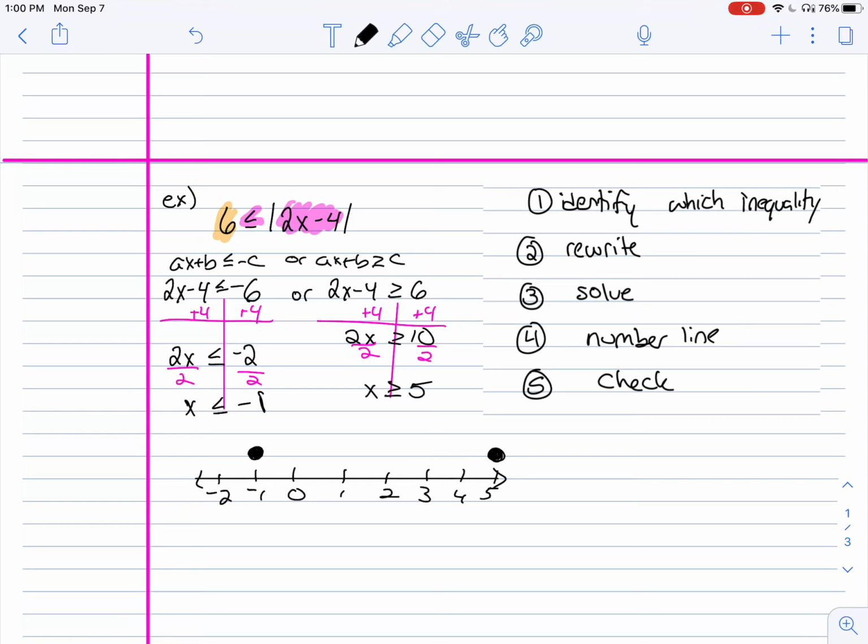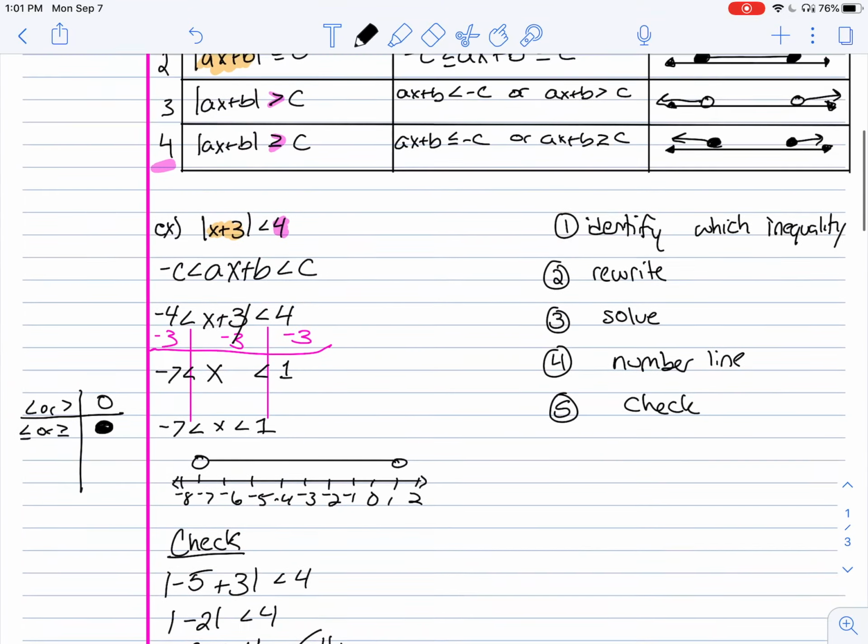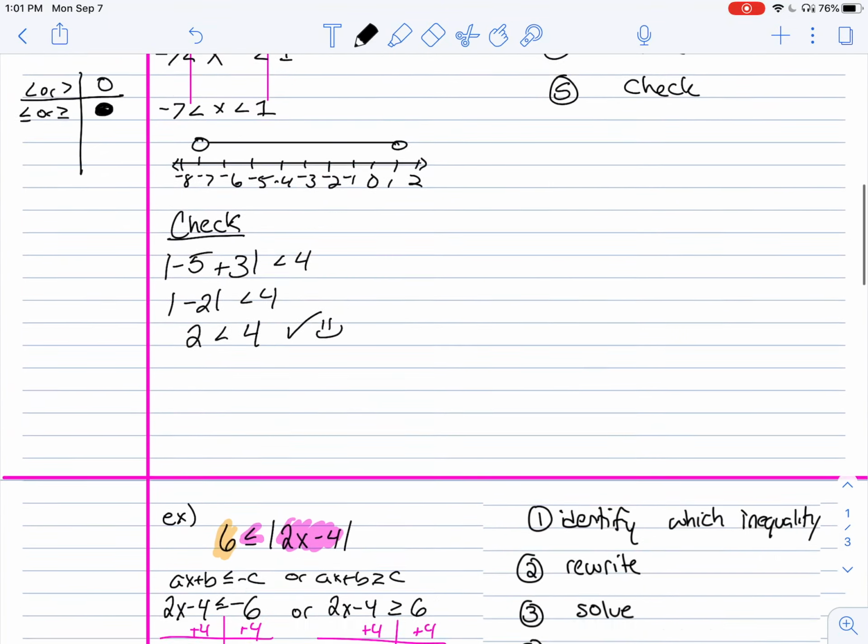So I have x is less than or equal to negative 1. So if it's less than, we go left. So my arrow here has to go left. If it's greater than, my arrow goes right. So my next part, x is greater than or equal to 5, my arrow goes right. And this matches our picture up here for option 4.